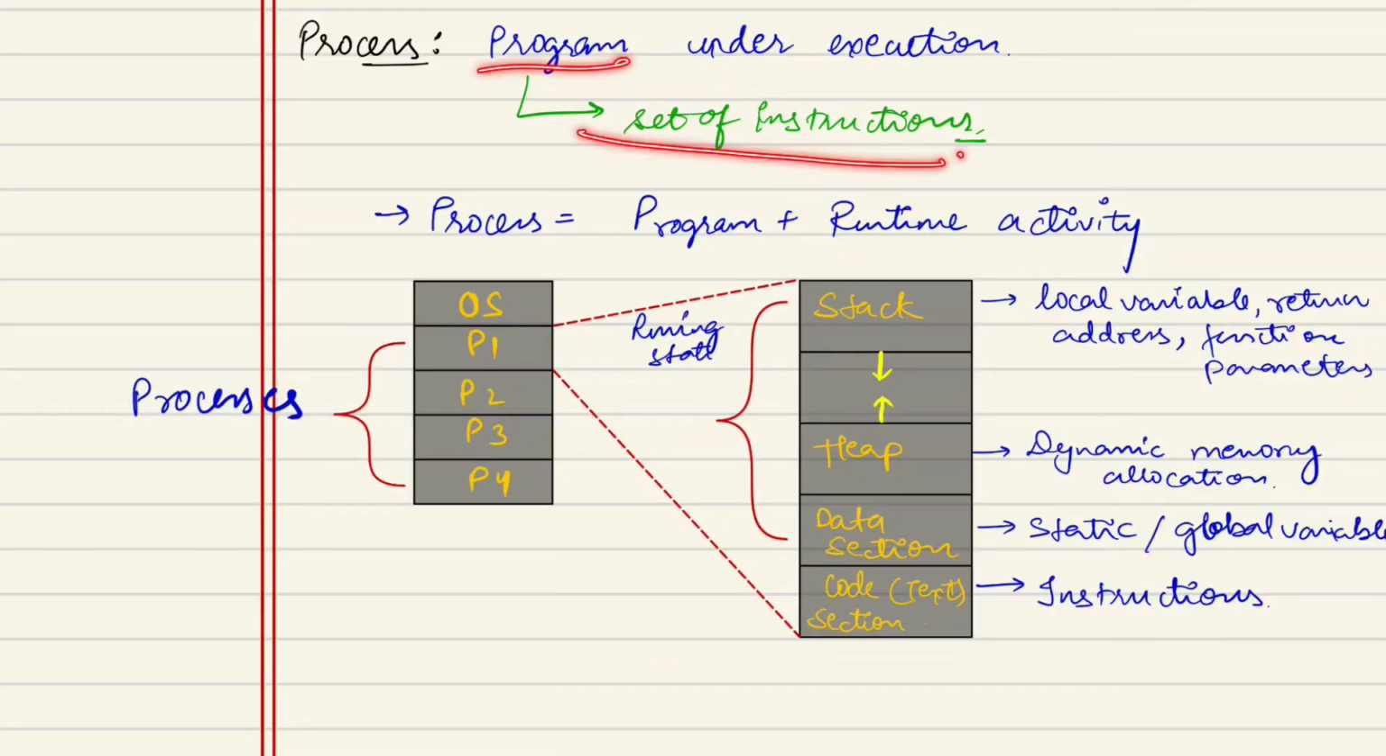A process is a program under execution. And what is a program? It is a set of instructions that we write. It's kind of an algorithm or a program that we are using to solve a particular problem. So what is a process? It is program plus runtime activity.